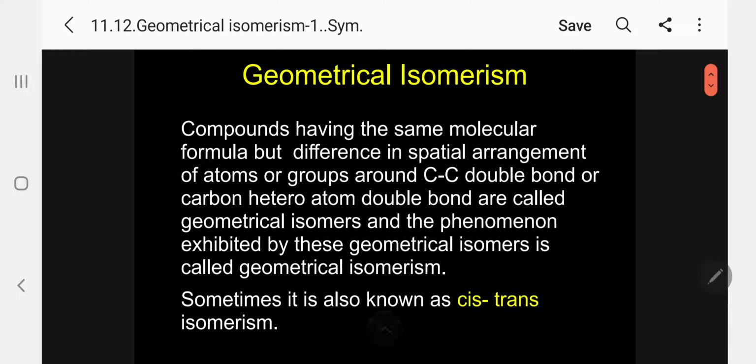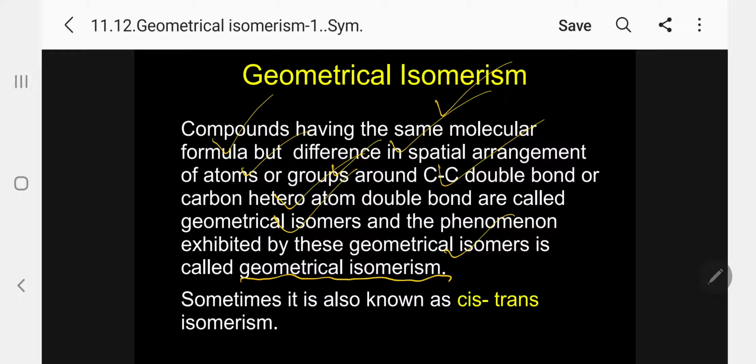What is geometrical isomerism? How can we define? So let me define now. Compounds having same molecular formula but difference in spatial arrangement of atoms or groups around carbon-carbon double bond or carbon heteroatom double bond are called geometrical isomers, and the phenomenon exhibited by these geometrical isomers is called geometrical isomerism.